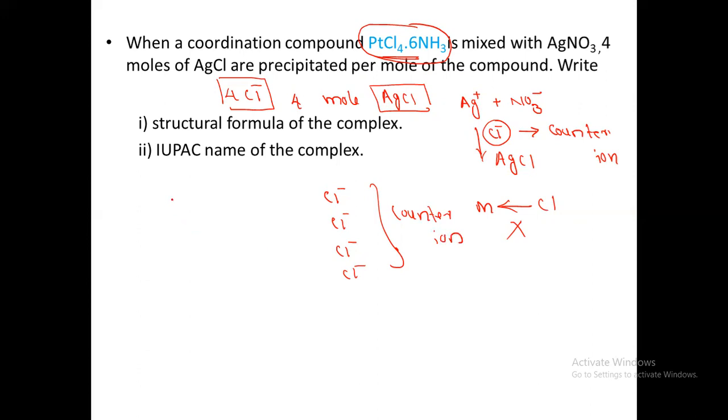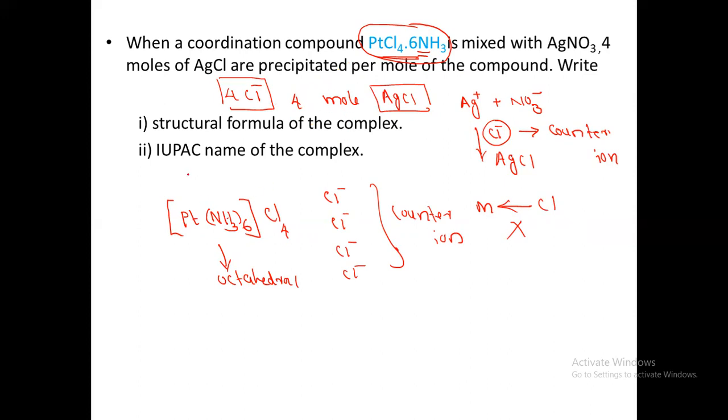So it's very easy now. There will be 4 Cl outside the coordination sphere. All 4 Cl given in the formula are outside the coordination sphere. Now, how many ligands are present? 6 ammonia. So it is a metal with 6 ammonia, an octahedral complex with 6 ligands, and all 4 chlorides are present as counter ions, not as ligands. That's why you're getting 4 moles of AgCl.